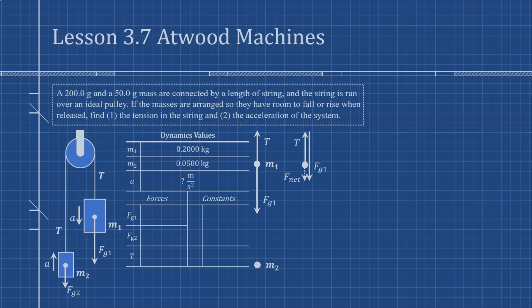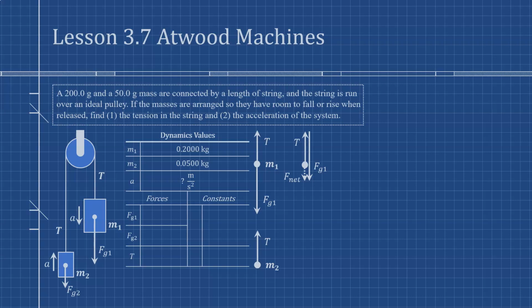Now, separately, let's make a separate free body diagram for the second mass. The second mass is affected by the same forces, but they're going to have different magnitudes. So the second mass is affected by a tension force pulling upward. Now, that force in particular has the same magnitude as the tension force on the other side. The tension has to be the same everywhere throughout the string.